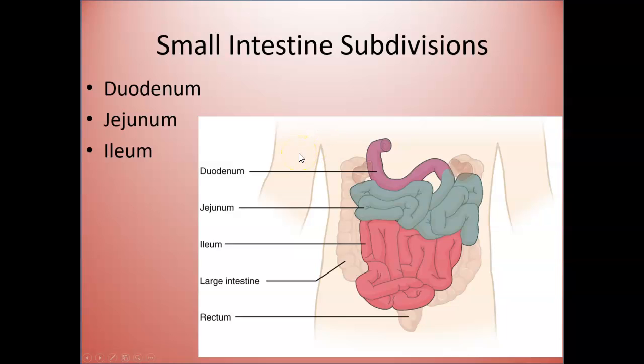The small intestine is divided into three segments called the duodenum, the jejunum, and the ileum. So the duodenum is this first part, and it's relatively short. The jejunum is the second part, and it's longer. It's kind of the middle length section. And then the ileum is the majority of the small intestine. So the duodenum, jejunum, and ileum.